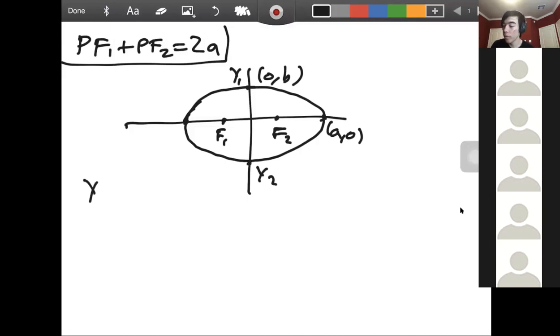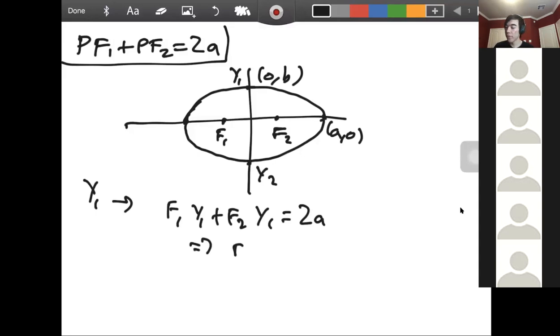So if I plug in y1, we get f1 y1 plus f2 y1 is equal to 2a. So f1 y1 and f2 y1 are equal. So this tells us that f1 y1 is equal to a. If we mark this length, we have an a here. But we also know by definition that this length is b.